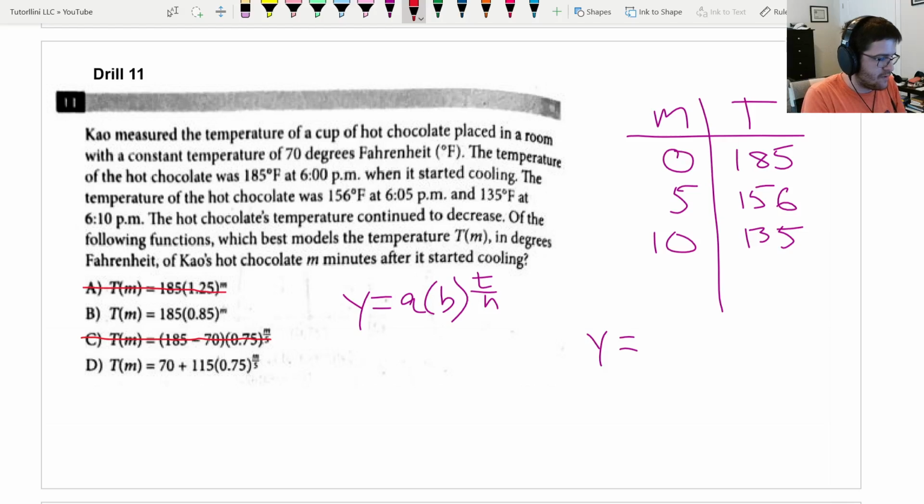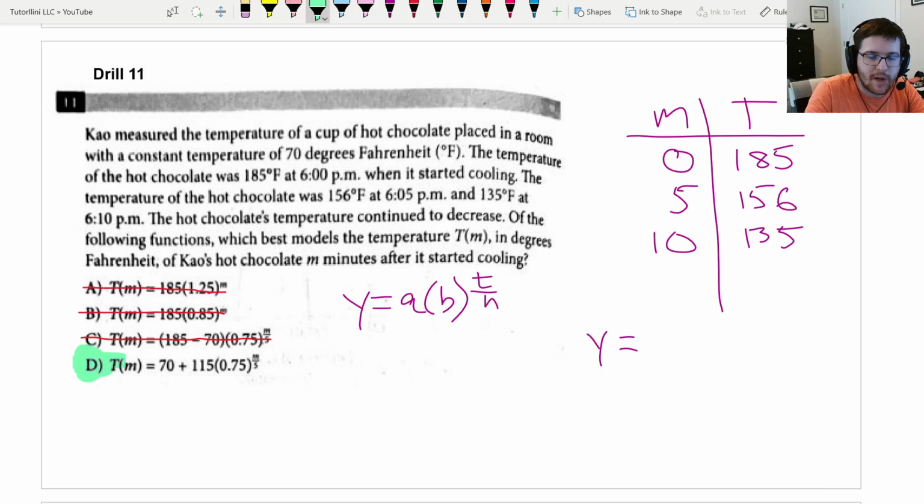Let me try B. So 185, 0.85 to the 5th. 82. Oh, that's way too small. That's not 156. Okay, this guy's out too. I think it's answer choice D. Very tricky.